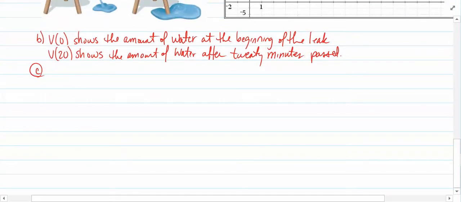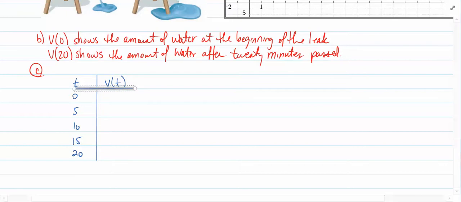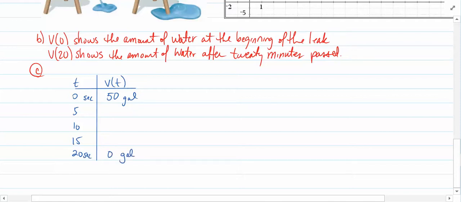So if it were me building this table, I would start with t and v of t. And I like to orient my tables vertically, so we'll do that this way. Time 0, 5, 10, 15, and 20. And we'll separate those with a couple lines here. Now we'll go to the graph to find out what our results indeed are. Now I know when t is 0, the volume is 50 gallons. Let's go ahead and label these. So 0 seconds, and then after 20 seconds, we have 0 gallons of water. Let's find out what happens after 5 seconds, 10 seconds, and 15 seconds.